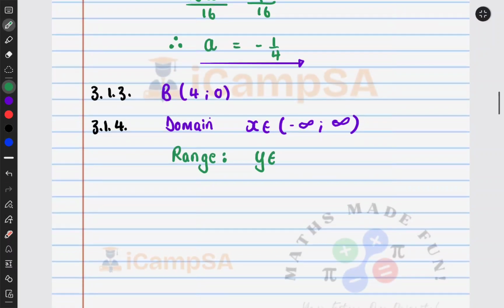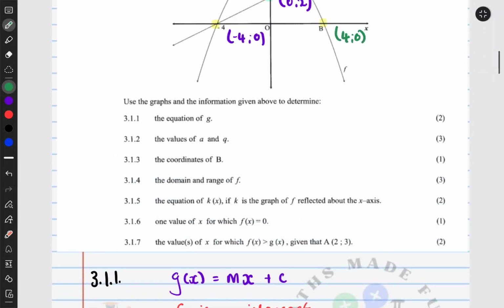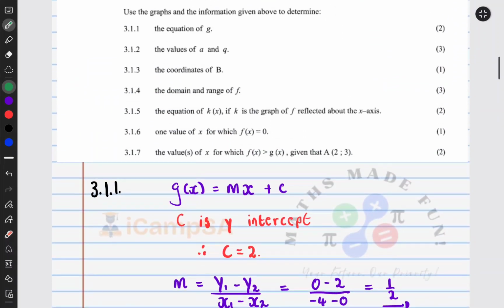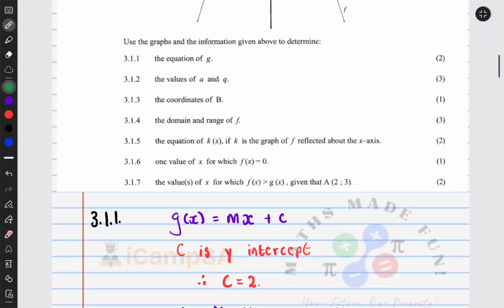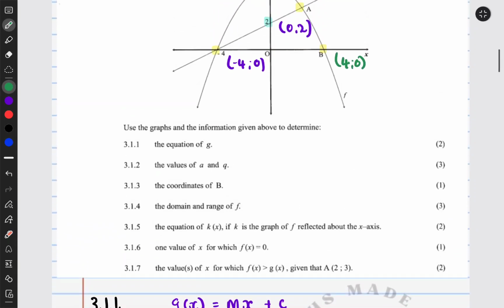And remember that when we are writing the domain and range, we always start with the smallest value. So the smallest value here is negative infinity, up until 4. And then remember to use a square bracket because 4 is also part of this function, so it's included. That square bracket represents inclusivity.